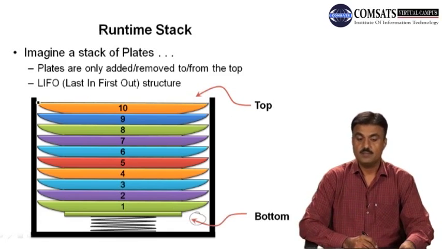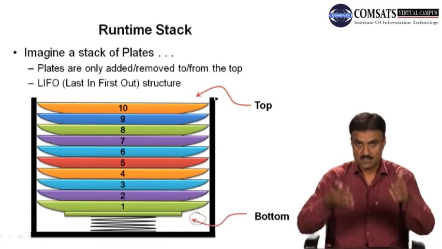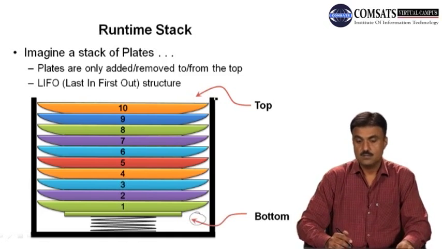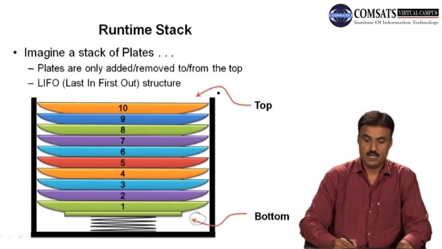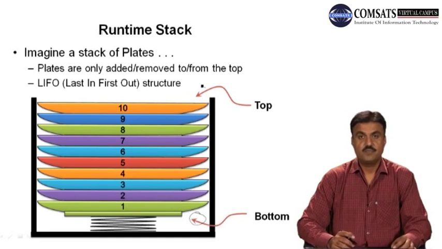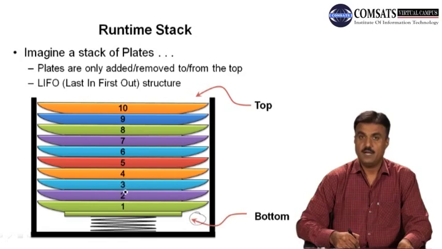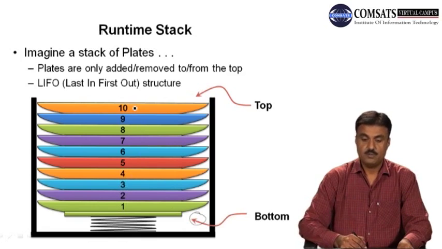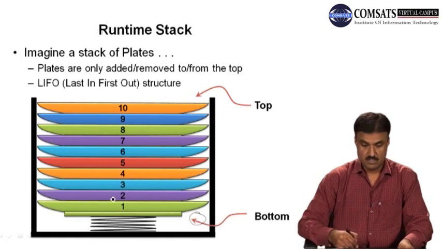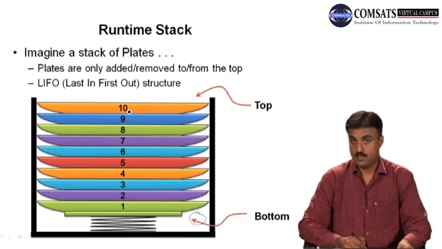There is a wall or boundary, so we can add these plates on this stack only from the top, and they are removed from the top only. So how can we do that? For example, if we add plate number 1, then we can add plate number 2 and 3 and so on. Say we added 10 plates: the first plate that we added was plate number 1, and the last plate that we added inside this stack is plate number 10.